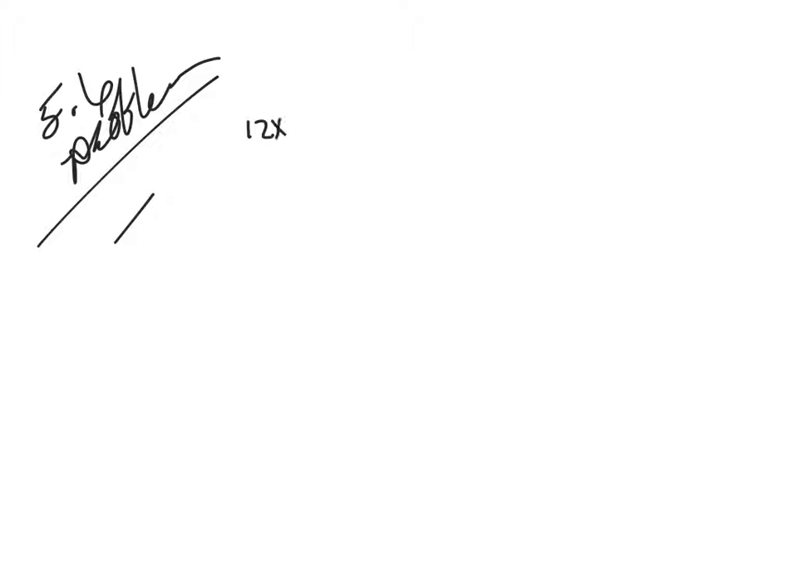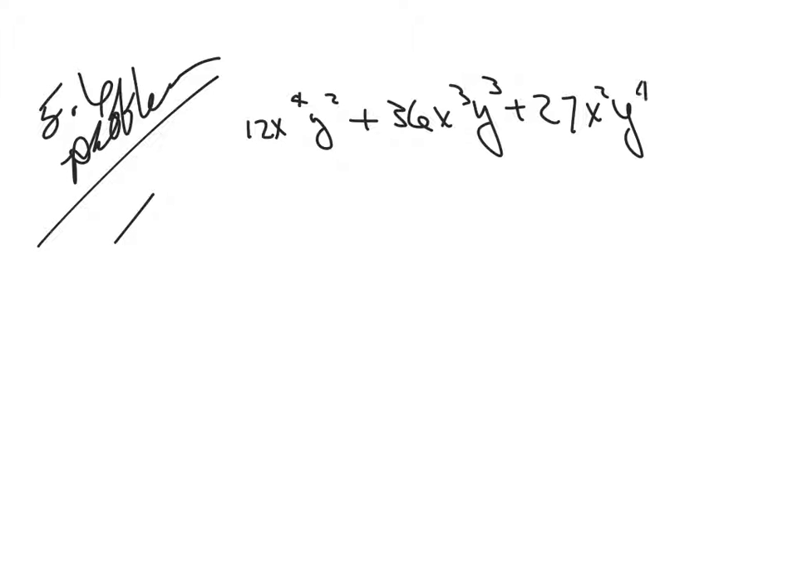Alright, this is the 5.6 problem set, and we're just going to do a couple here. Not going to spend much time on this because I just did a whole bunch of examples in the last one, but let's take number 63: 12x to the fourth power y squared plus 36x cubed y cubed plus 27x squared y to the fourth.